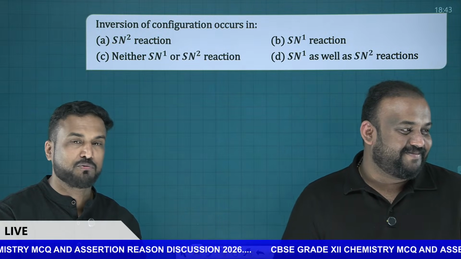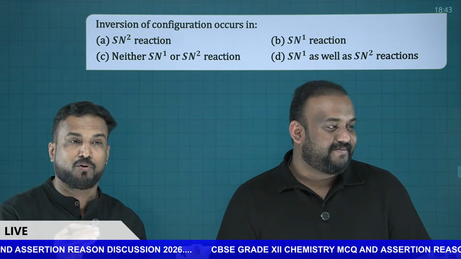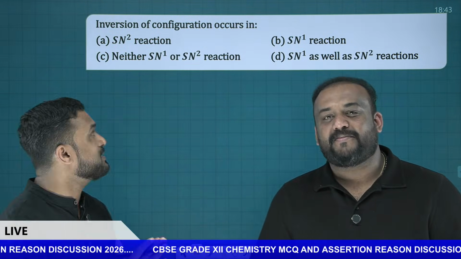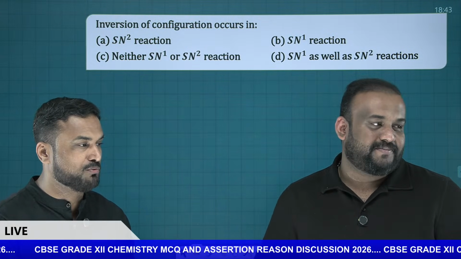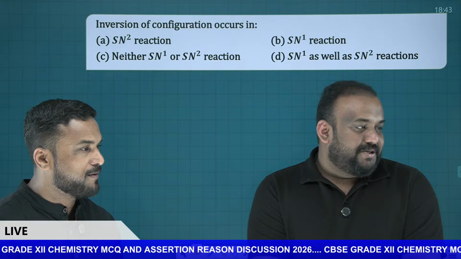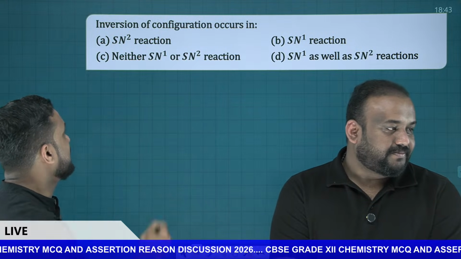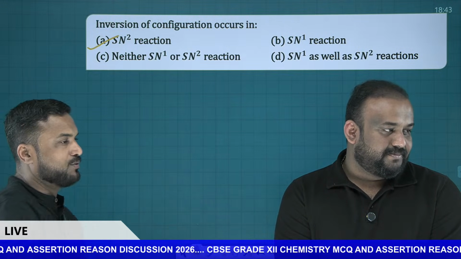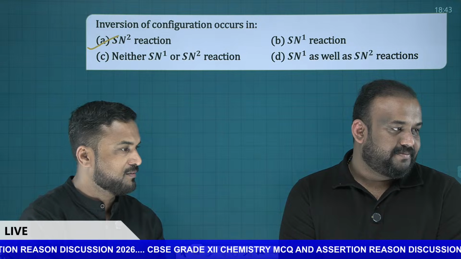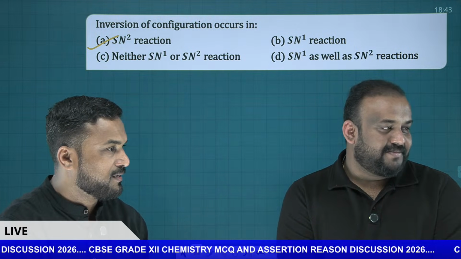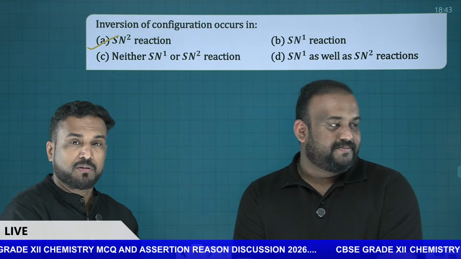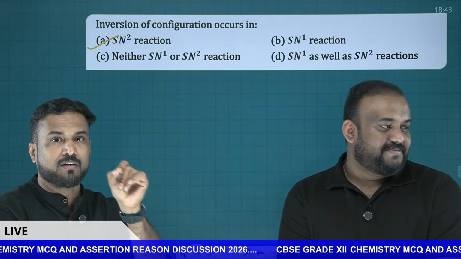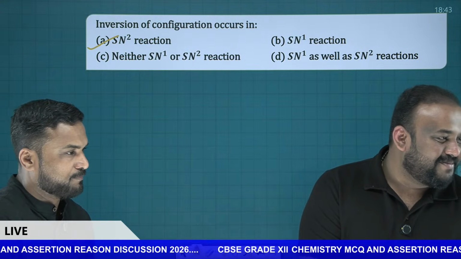Exactly. So while reading the question, inversion of configuration happens means they are asking only where inversion of configuration happens. So the right answer is which one? The SN2 reaction. Don't get confused again. If they ask that type of question, they are asking only what happens in which type of reaction.